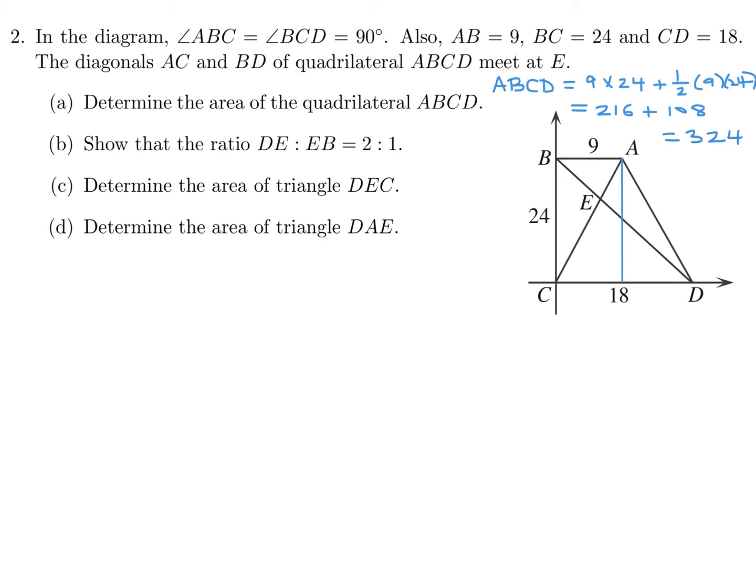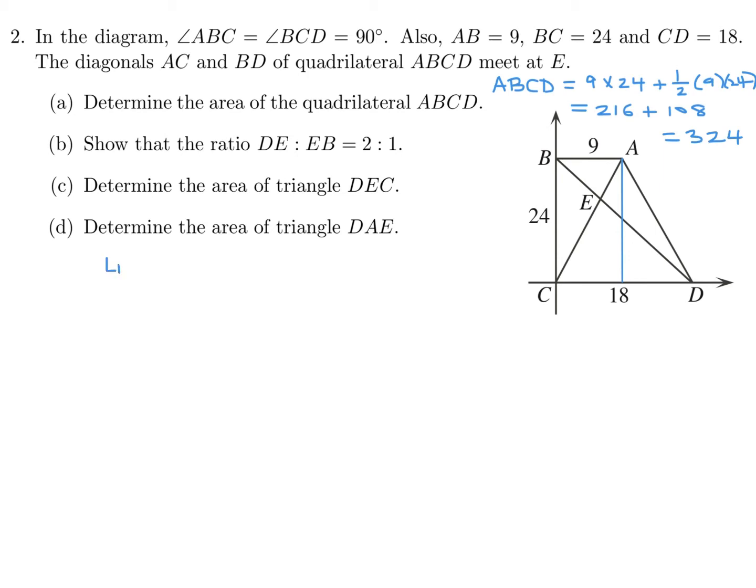Okay, great. So now we go to part B. Determine the ratio DE over EB to be 2 to 1. Okay, so we have to show that. All right. Boy, oh boy. So I think we have to do this the way of the lines and then the distances. Okay, so that shouldn't be a problem.